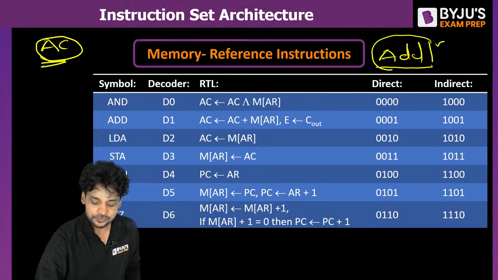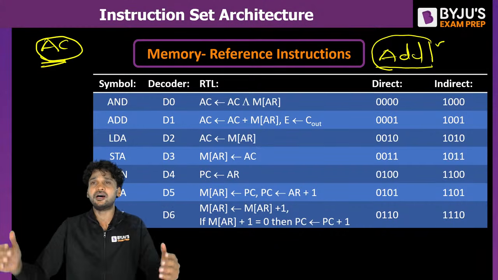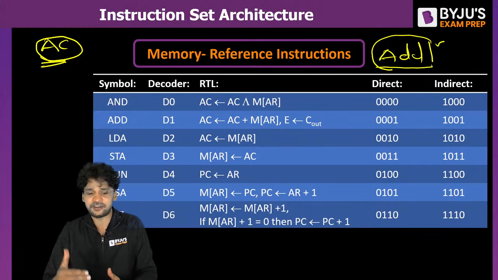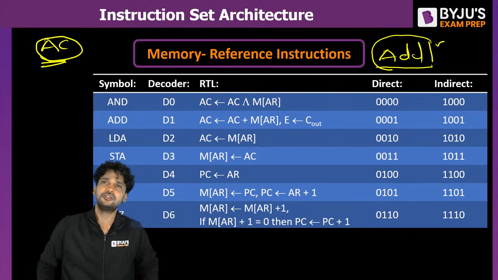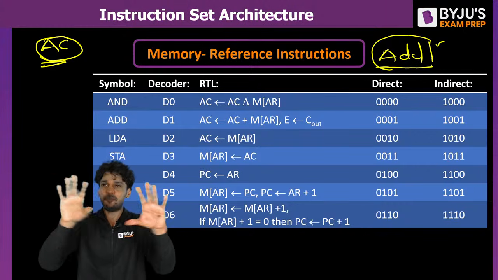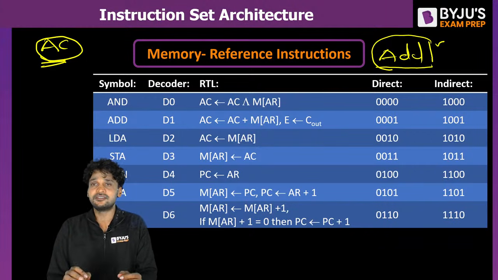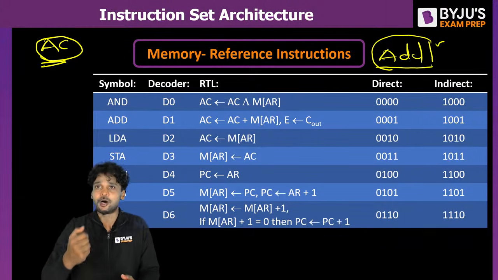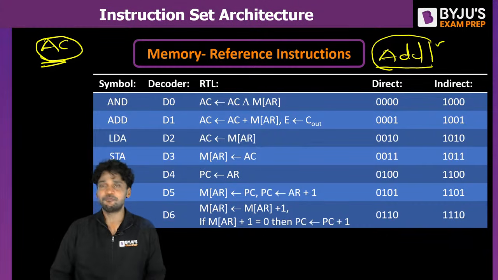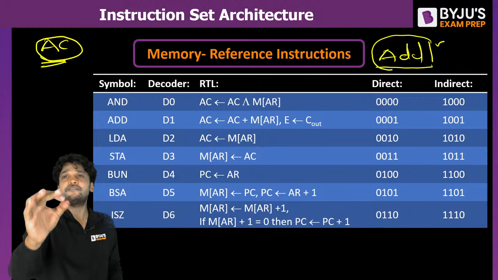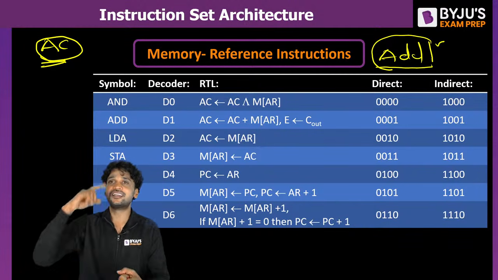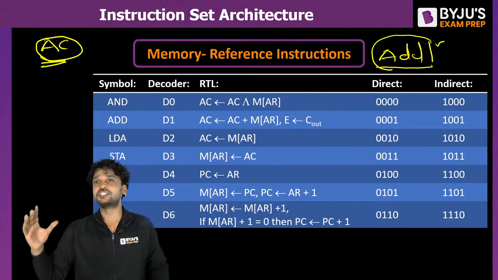The total opcodes can be classified into 3 different categories. No matter how many opcodes you design and define, all these opcodes, based on where they fetch their operands from, are divided into 3 categories. The first one is memory reference instructions. The second one is register reference instructions. And the third one is IO instructions.